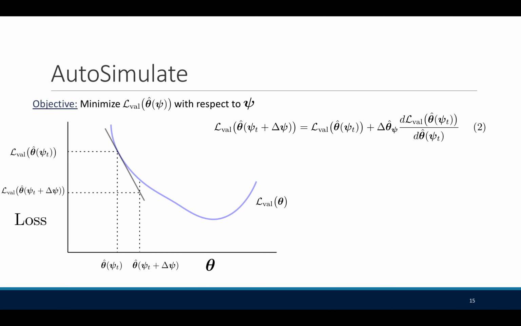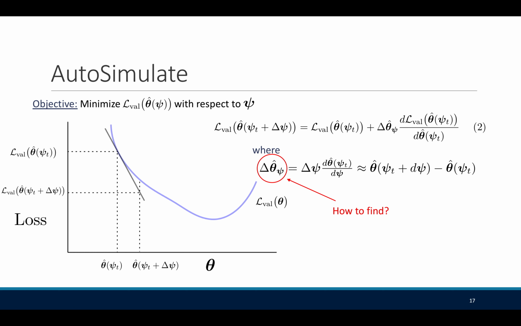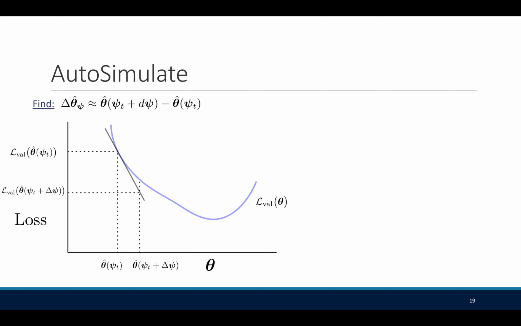The approximate value of the objective at some point psi t plus delta psi can be written as equation 2, where delta theta is given by this equation. How do we find this delta theta? To be able to minimize this approximation, we need the value of delta theta. It can be seen in the graph that delta theta is the difference between the two theta hats. Next, we see how to approximate this delta theta.